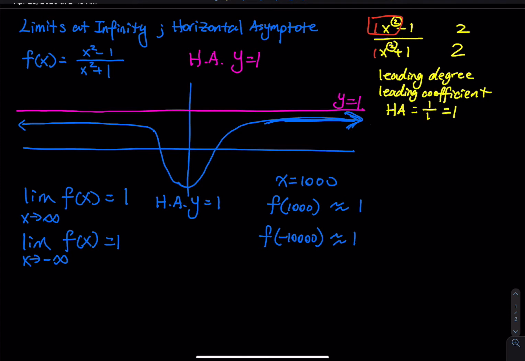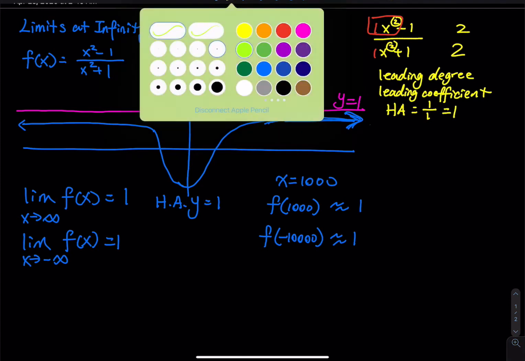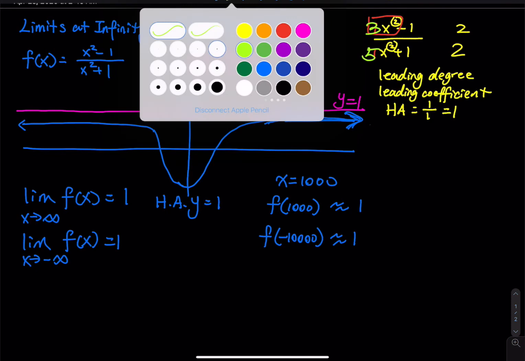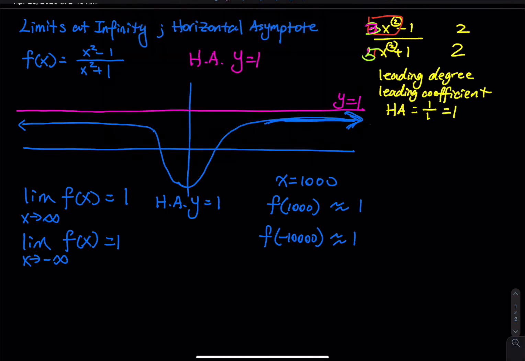Now, you might ask, hey, I want to do a what if. What if this is a 3? What if this is a 5? Let me use another color. What if this is a 3 and this is a 5? What is the horizontal asymptote then? Then the horizontal asymptote is 3 divided by 5.